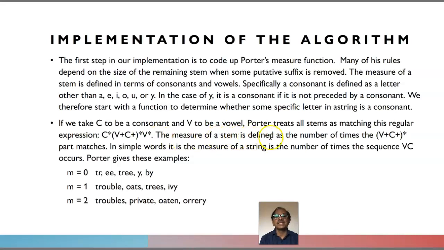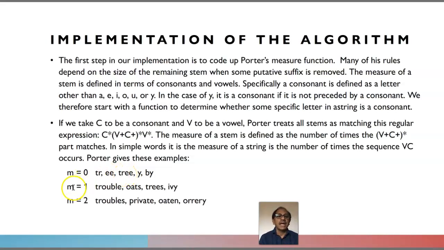So the measure of a stem is defined as the number of times the VC or V plus C plus part matches. In simple words, the measure of a string is the number of times the sequence VC occurs. How many times does the VC sequence occur in a stem? Based on that, you have the measure. So measure is 0 if you do not have any VC sequence. In TR there is no VC sequence, EE there is no VC sequence, TREE also there is no VC sequence, there is a CV sequence here, not VC.